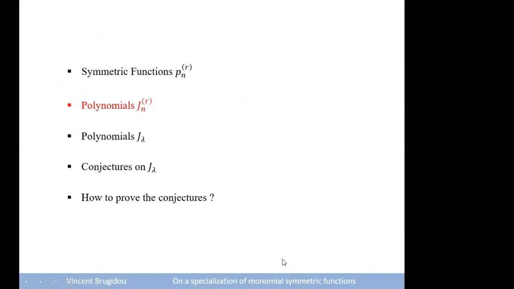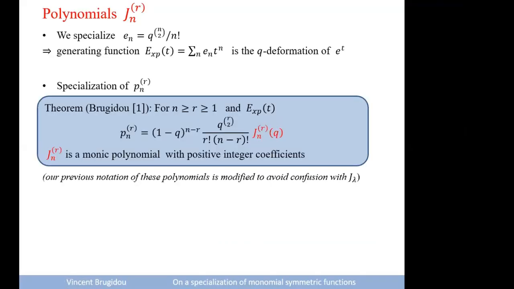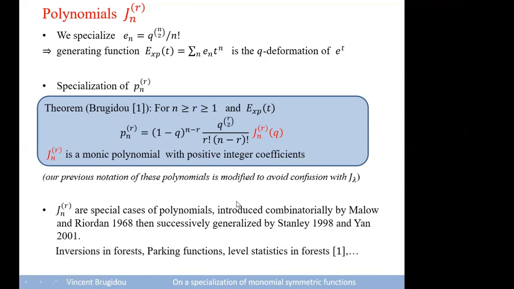Now we talk about polynomial G and R. We specialize with that equality. We obtain for P and R the following factorization. An important fact is that the polynomial G and R has positive integer coefficients. This leads us to combinatorics.